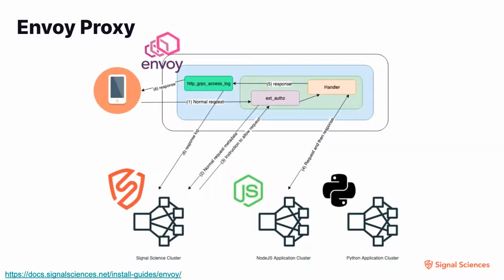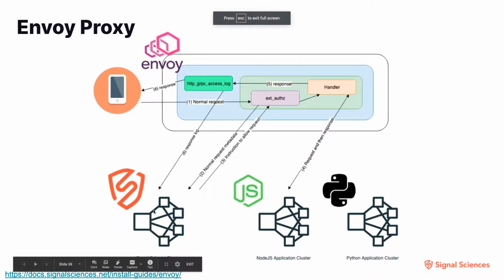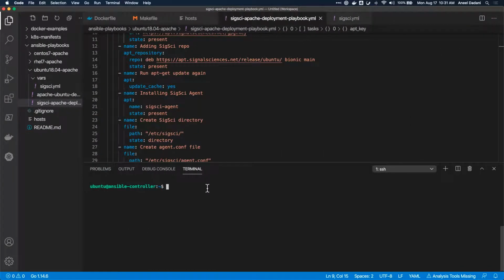Just to provide a little more context around how our agent and module works, more specifically with Envoy, this diagram shows how the request flows through Envoy and to the Signal Sciences agent to determine whether to allow or deny the request from being processed by Envoy. So let me go ahead and switch over to my demo here.